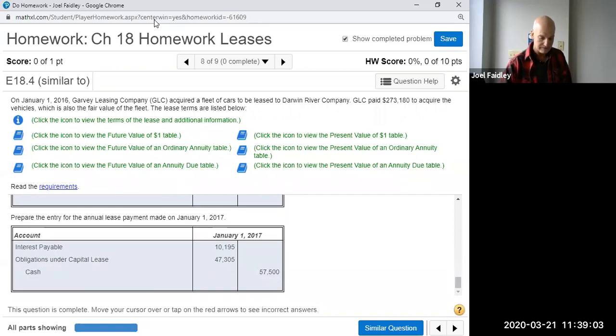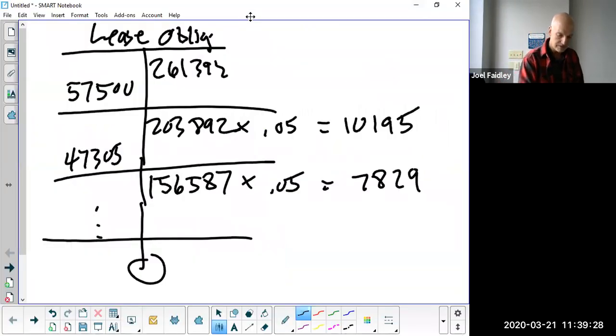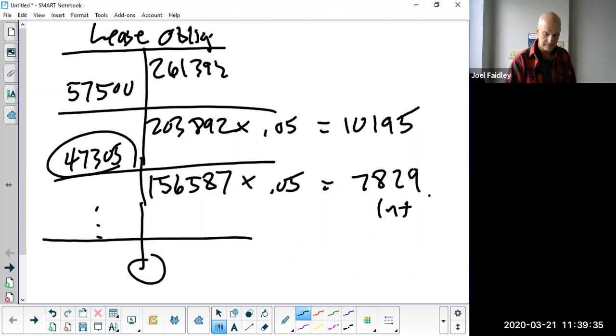Interest payable is interest expense. You've already expensed it in 2016. But now you've got to take it out of the payable and take it out of your cash, right? Eliminate your payable, take it out of cash. And then there's my plug number, 47,305. I post my general journal over here to lease obligation. There it is. Reduction of my obligation. Then the next year, there's my interest expense again.